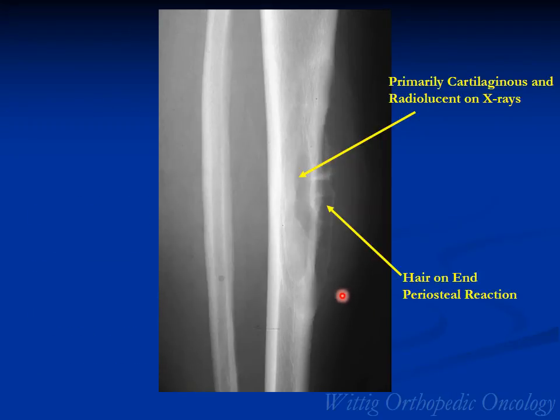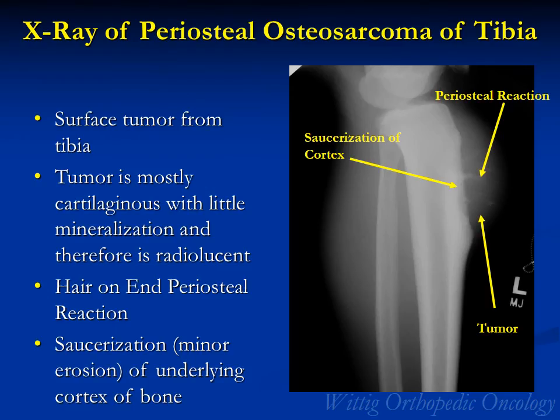This is showing you a closer view on an X-ray. This is primarily a radiolucent lesion on the surface of the tibia with a hair-on-end periosteal reaction. If you see this periosteal reaction, it is very worrisome for a malignancy. Here's an X-ray of a periosteal osteosarcoma of the proximal tibia. Again, a surface lesion with hair-on-end periosteal reaction, primarily radiolucent or chondroblastic. There's some subtle saucerization or erosion of the underlying cortex of the bone.